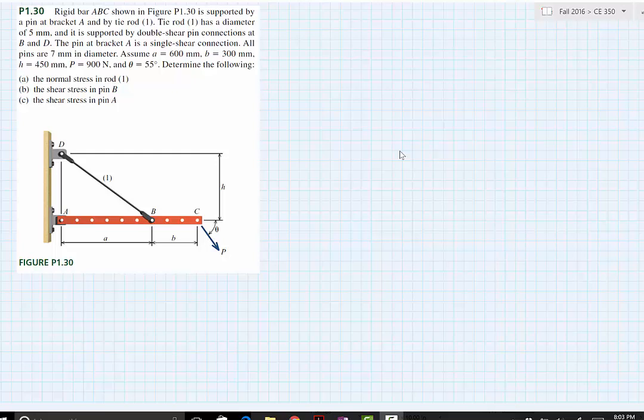diameter. So assume A, which is here, is 600 millimeters, and B is 300 millimeters, and H is 450 millimeters. The force P, which is this, is 900 newtons, and this angle theta is 55 degrees. So we need to determine the normal stress in rod 1, the shear stress in pin B, and the shear stress in pin A.